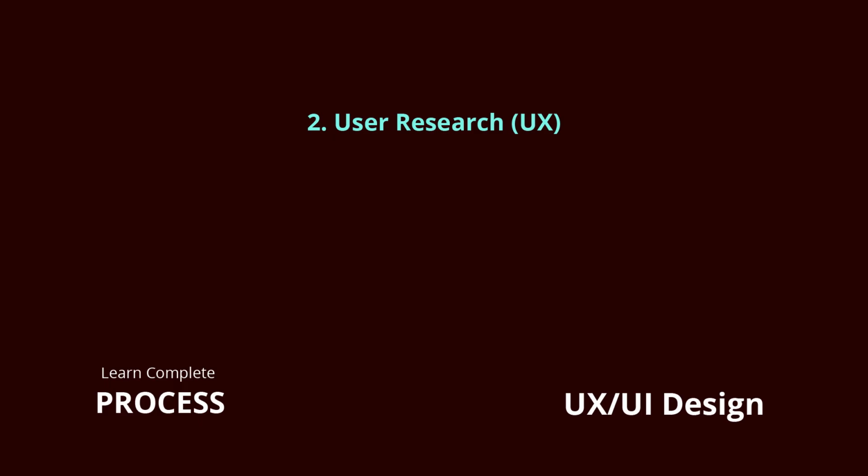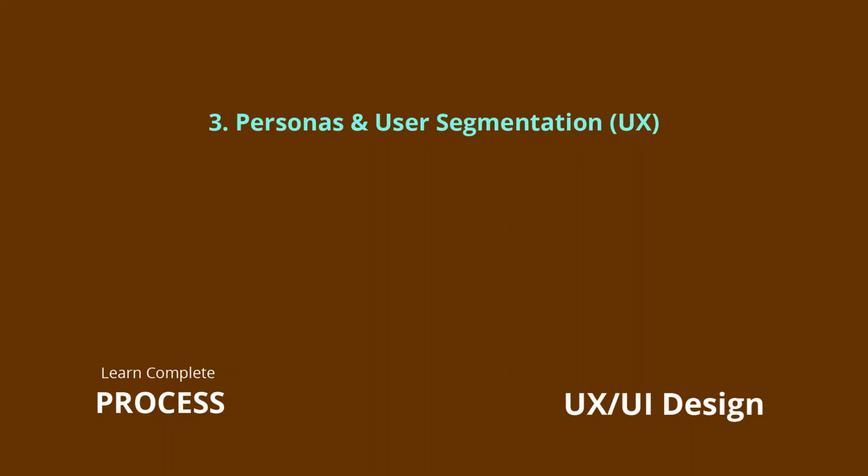The key questions included are: who are the users? What pain points do they face? What are their motivations? And the deliverables are research insights, pain points, and behavior patterns. Number 3, personas and user segmentation. The goal of persona and user segmentation is to turn research into clear user models. A persona includes demographics, goals, frustrations, behavior, and context of use. Deliverables: primary persona and secondary persona, but it's optional.